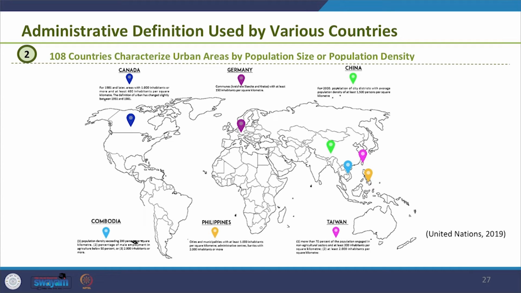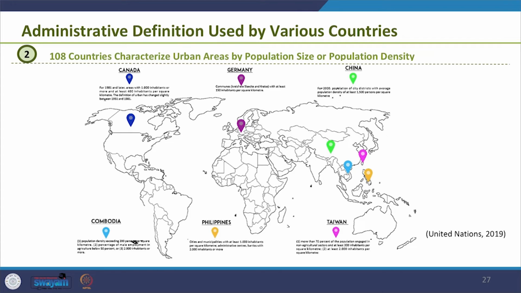In Germany, we see here their number is even lower, 150 inhabitants per square kilometer. So they use density to identify their urban areas. China, we see here, uses a 2,000 population size to identify urban areas, and their density value is pretty high, which is 1,500 persons per square kilometer. Likewise, we can also see the Philippines here.